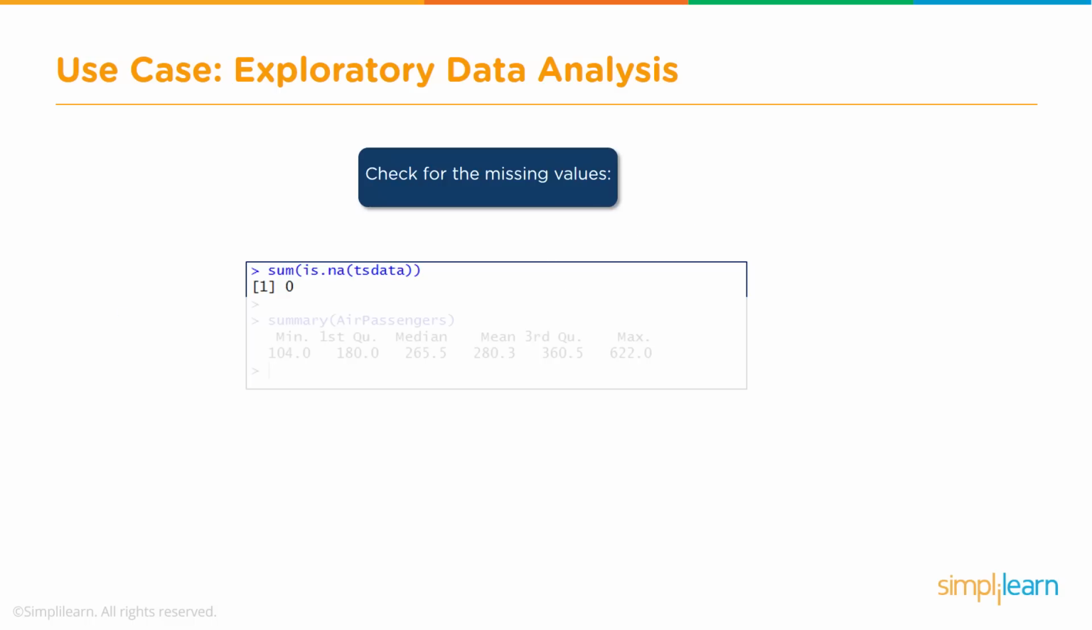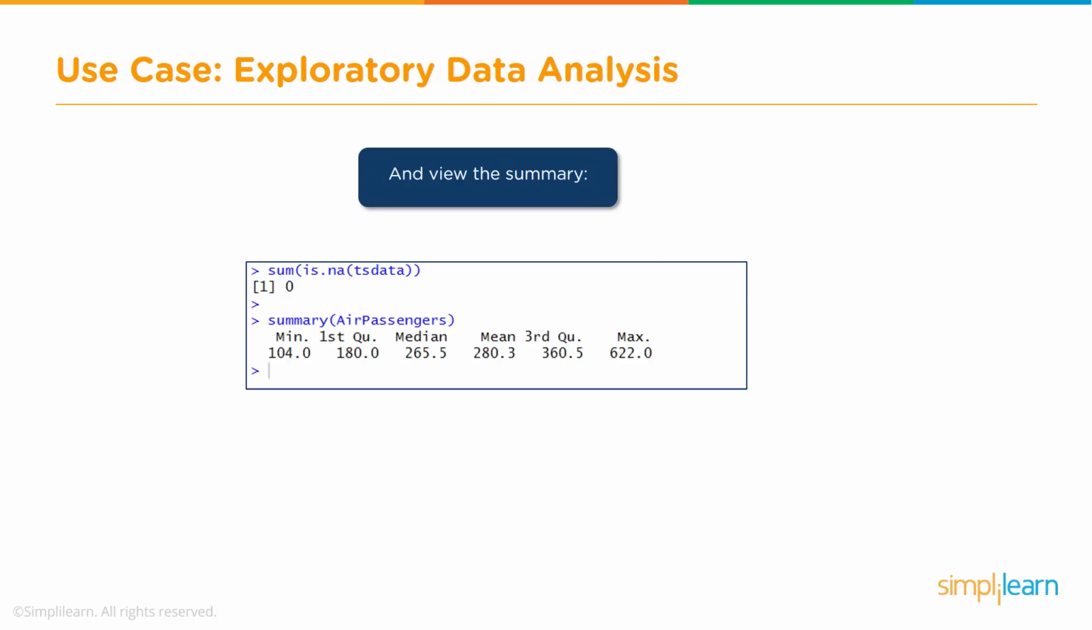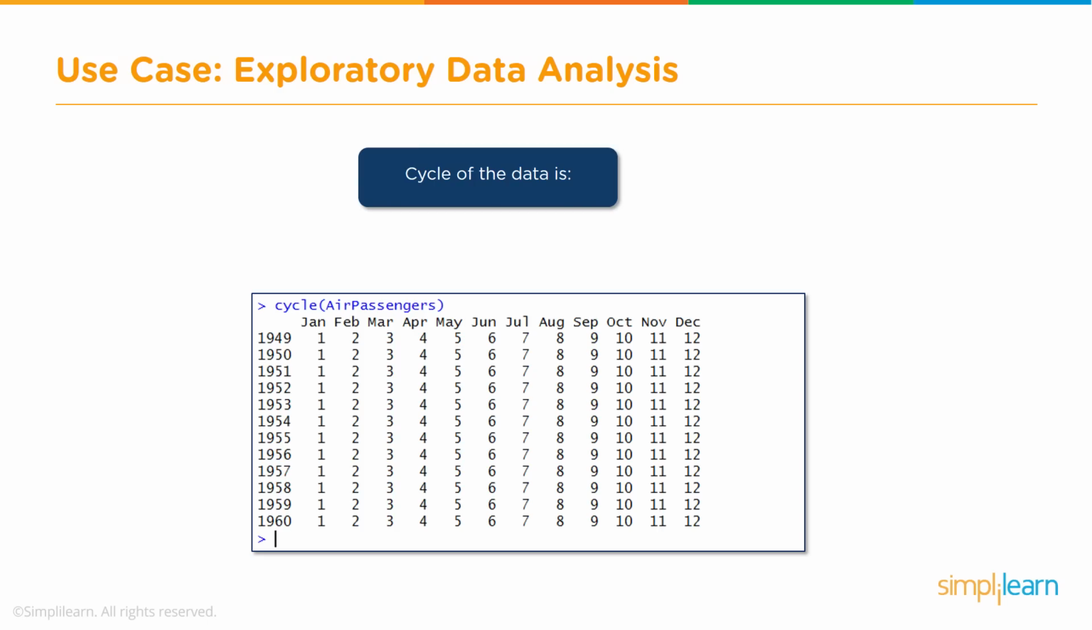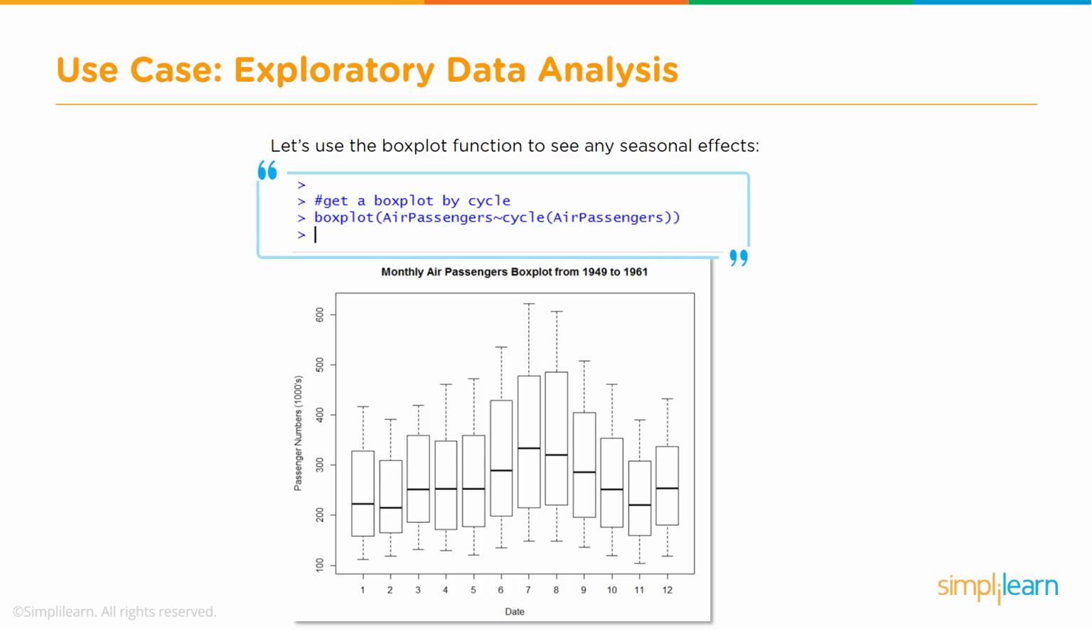And then we can check for any missing values, and then we can take a look at the summary of the data. This is what we do in exploratory data analysis, and then we can plot the data, visualize how it is looking, and we will see how the data has some trend, seasonality, and so on and so forth. Then we can take a look at the cycle of the data using the cycle function, and we can see that it is every month. That's the cycle. At the end of every 12 months a new cycle begins. So for each month of the year the data is available.